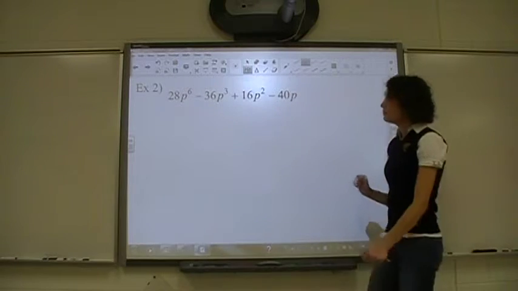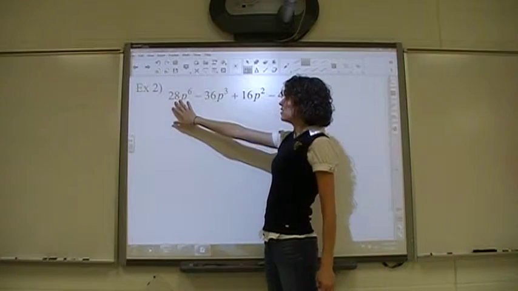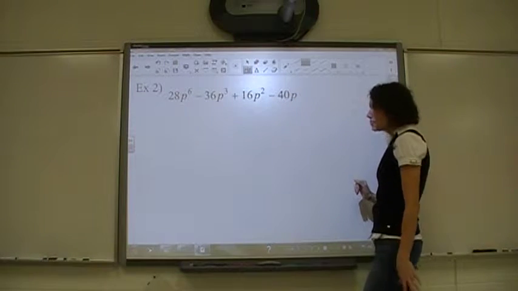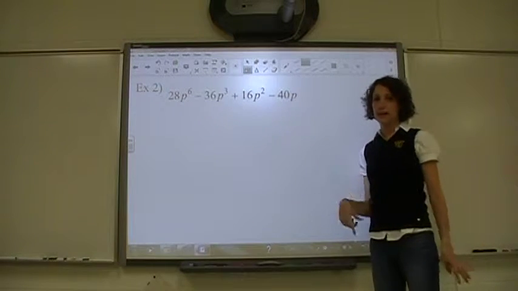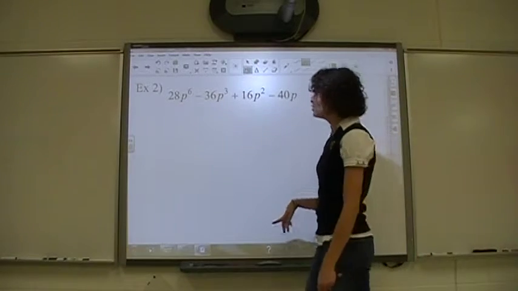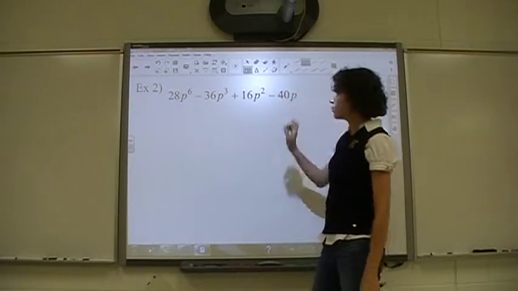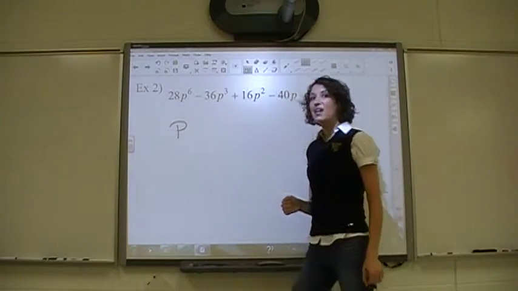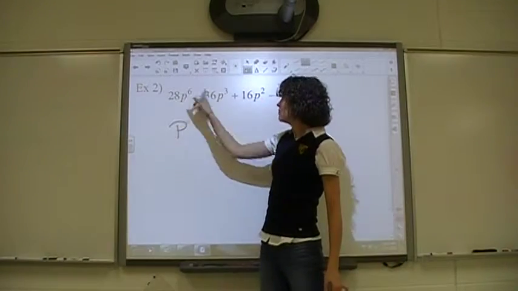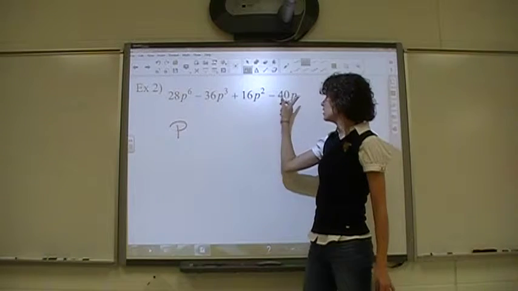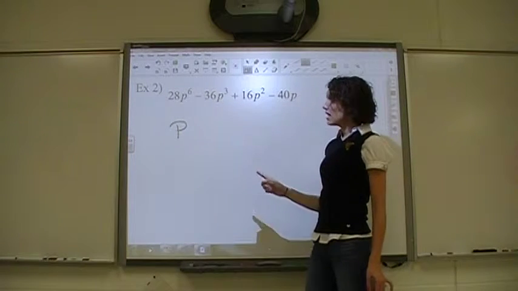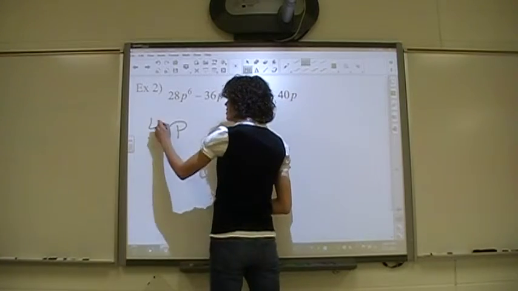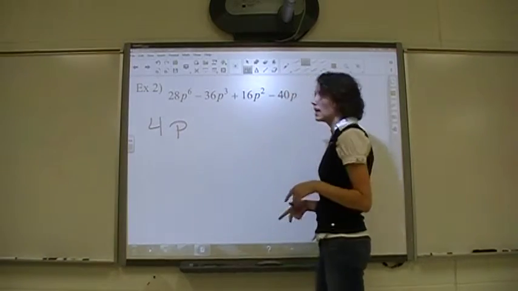Let's try another one. We've got 28p to the 6th minus 36p cubed plus 16p squared minus 40p. Now, when I look at this, I notice that every single term has a p in it, so you know you can take a p out. Now, let's look at the numbers. You've got 28, 36, 16, and 40. And you recognize that you can take a 4 out of all of those numbers. So really, we can take a factor of 4p out of everything.